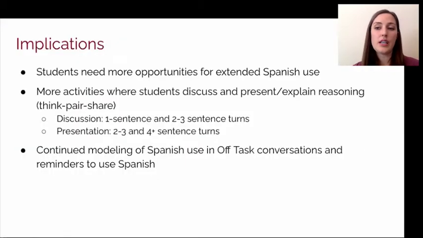So the first implication of this study is that in this DLI program, the students need more opportunities for extended Spanish use. So although this study doesn't explore language outcomes, based on findings from other studies, without more opportunities for extended Spanish use, these students may experience the plateau effect that some other studies have found. If they take only 2 content classes per year in Spanish, and in this class they have little opportunity for extended language use, this may not be enough to help them continue developing a robust Spanish vocabulary, and by extension, to continue developing their reading and writing skills.